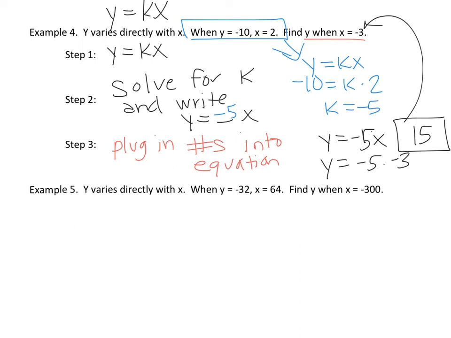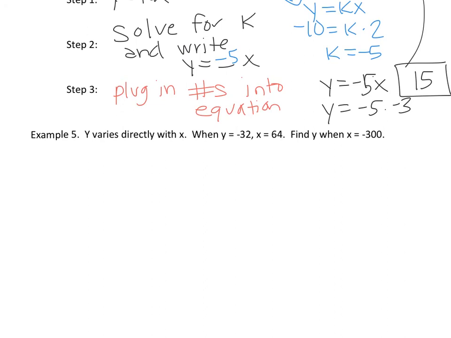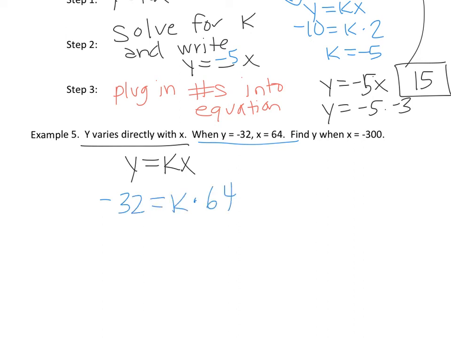So I'm going to walk through the process for this last one. Y varies directly with x. Middle step, solve for k. Use this knowledge right here to solve for k. So k is negative 1/2. Write an equation. So y equals negative 1/2 x.